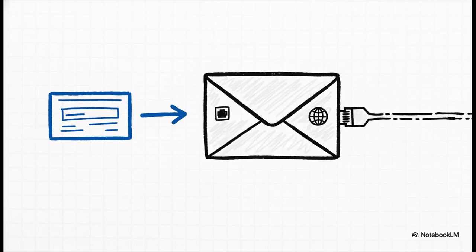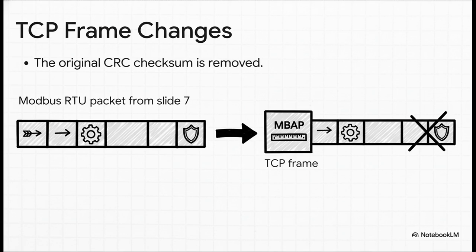It takes the exact same core Modbus message we just talked about and simply wraps it inside a standard TCP/IP packet. It's like taking the same letter but putting it into a new, universally accepted envelope that the global postal system, in this case your Ethernet network, already knows exactly how to handle. Okay, but using this new envelope does change a few things.